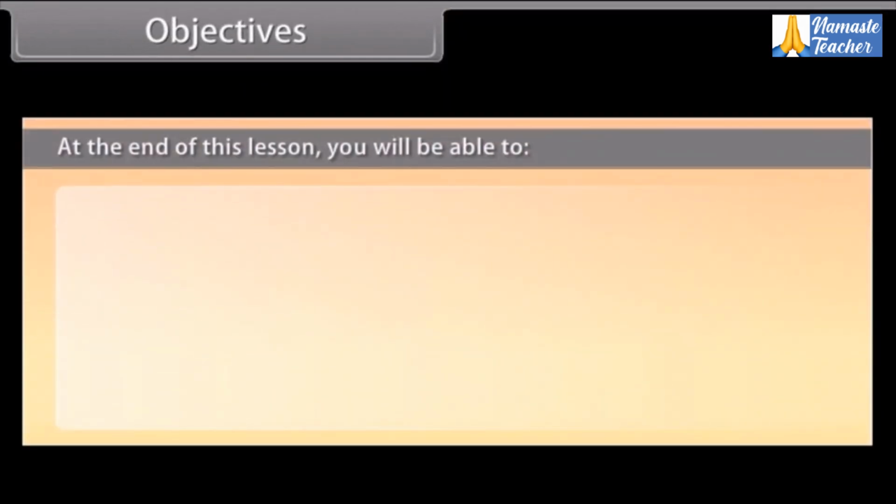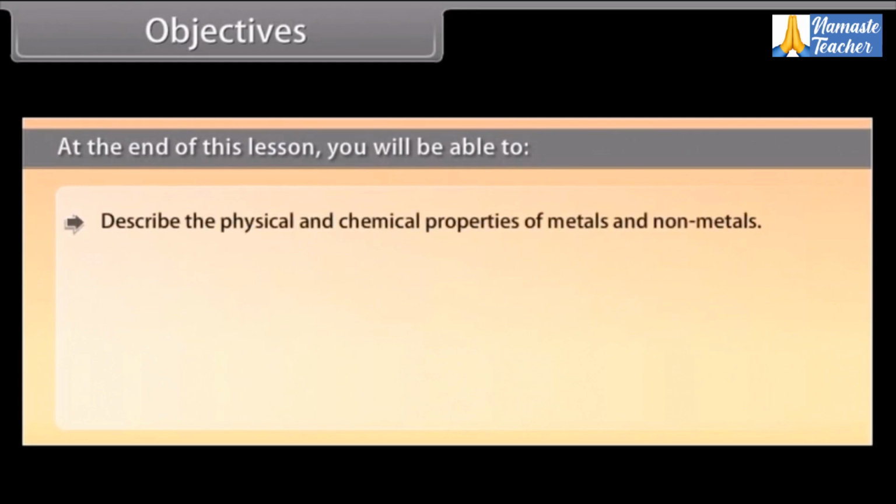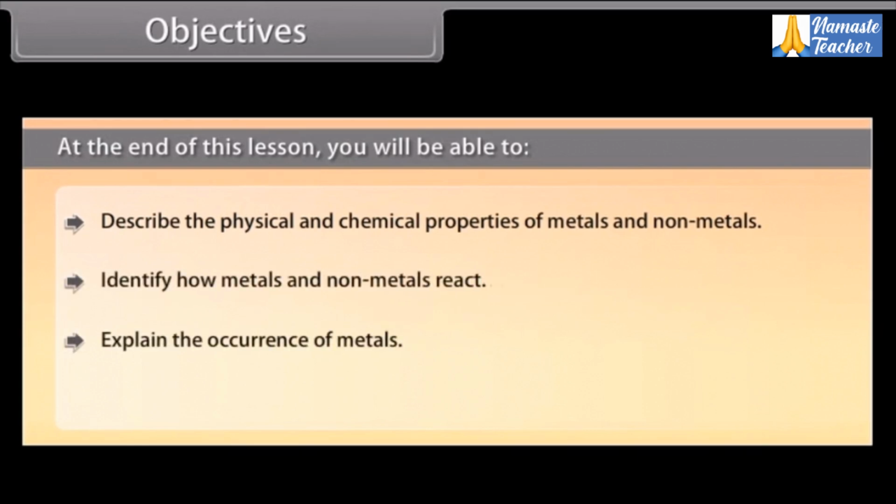At the end of this lesson, you'll be able to describe the physical and chemical properties of metals and nonmetals, identify how metals and nonmetals react, explain the occurrence of metals, and describe corrosion.